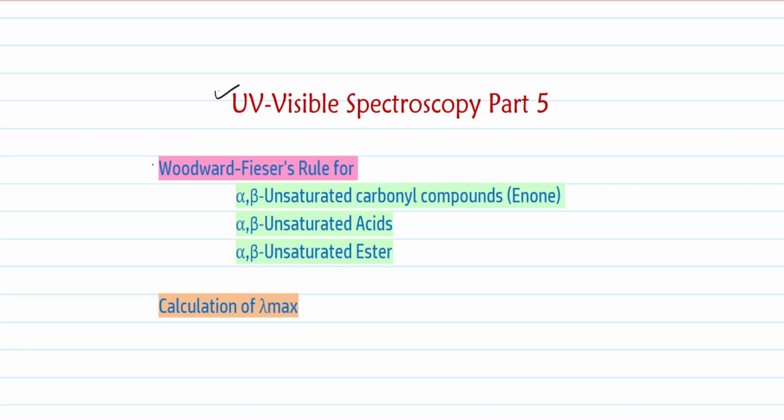In the fourth part, we have discussed the Woodward-Fieser rule for the calculation of lambda max of diene systems. In this part, we will discuss the Woodward-Fieser rule for alpha beta unsaturated carbonyl compounds, which are called enones, alpha beta unsaturated acids, and alpha beta unsaturated esters. By using these rules, we are going to calculate the lambda max values for enone systems. So let's begin with the Woodward-Fieser rule for enone as well as acid and ester.